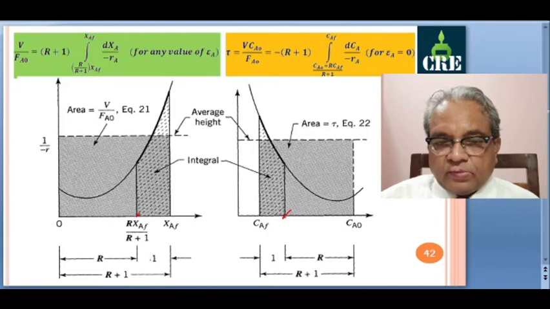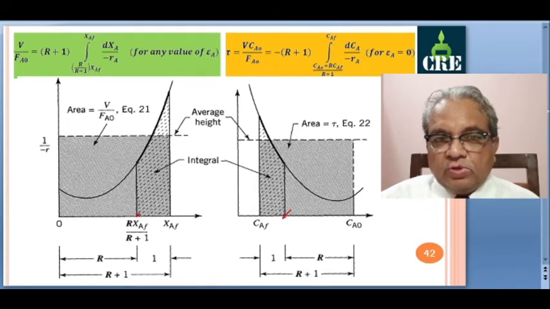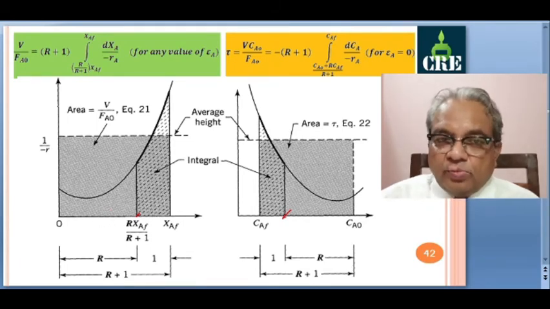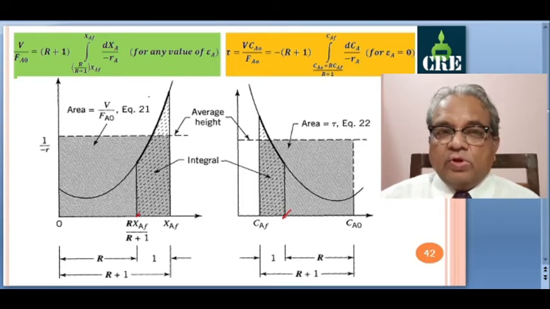Another extreme, this R is very high. Okay, so this 1 is negligible as compared to this, so this is complete R. In that case, the performance will be that of a mixed flow reactor. So the integral sign will go, and R plus 1 is completely R now, and the area of this rectangle will give you the mixed flow reactor performance.